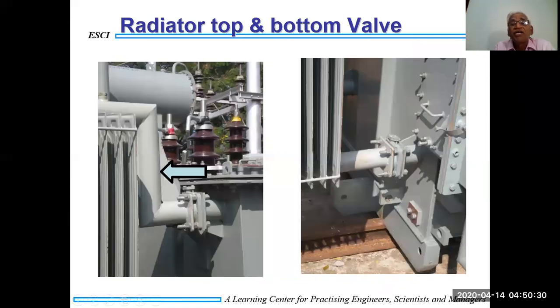And the radiators, the top and the bottom valves are shown here. These valves you can close to remove the radiator for any service. So this is one valve and this is one valve. You close these valves and release the bottom valve so that you can drain the oil out first, and then remove the radiator for service.